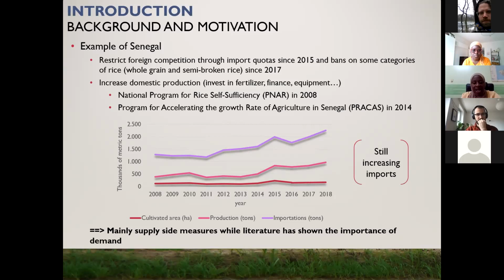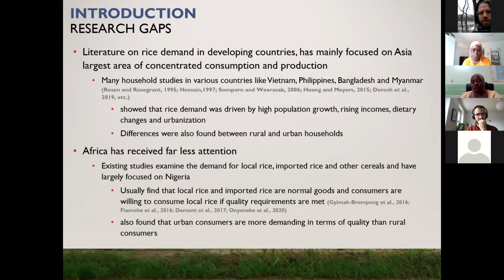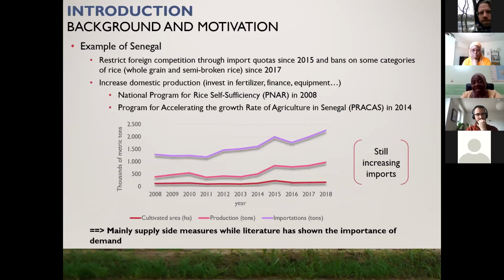If you look at the graph, you see that since the beginning of the PNA, for example, rice import is increasing. We can have many explanations for this increase, but what we suspect is that our policies are mainly focusing on the supply side, while literature has shown that the demand side is also important.